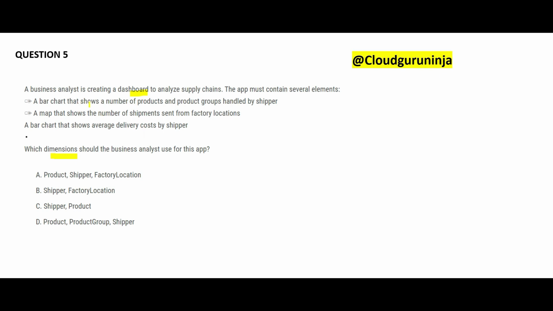The first requirement says you create a bar chart showing number of products. So number of products becomes your measure, and product groups are handled by shipper. So shipper is your dimension. We have identified the first dimension. Now the second says show the number of shipments. The number of shipments, again, is numeric. It will have numbers like 10, 20, 100, 1 million. So that is the measure, sent from factory location. So factory location is your dimension number 2.